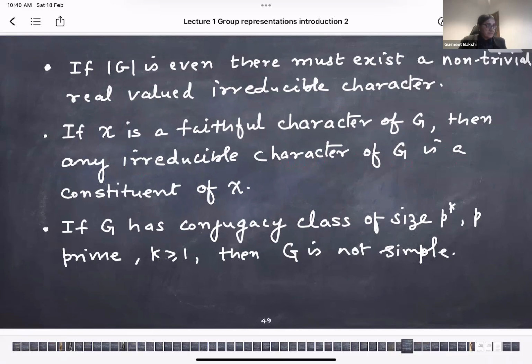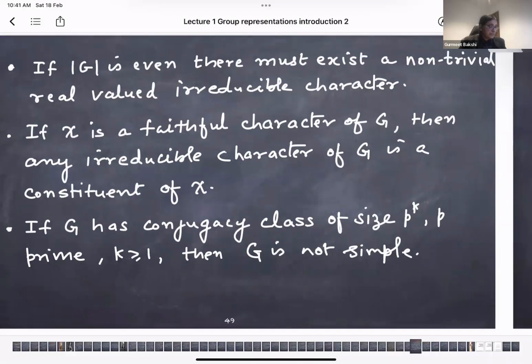If the order of G is even, he proved that there exists a non-trivial real valued irreducible character. And if chi is a faithful character of G, then any irreducible character of G is a constituent of chi. That was an important result. If G has a conjugacy class of size p to the r, then G is not simple, because Burnside was in search of simple groups. So he was developing the criteria which make the group simple.